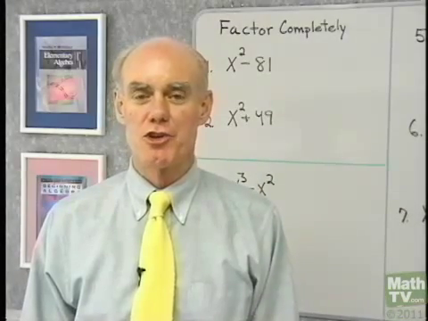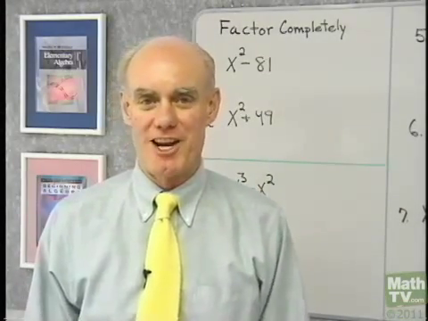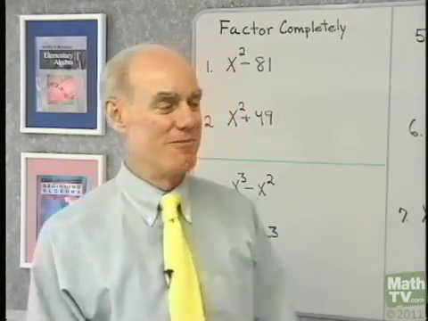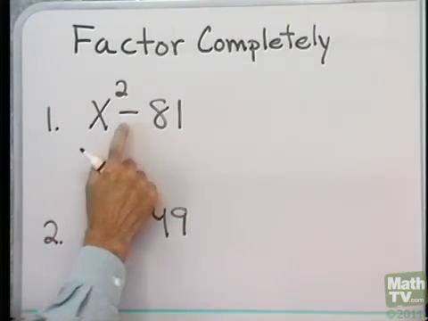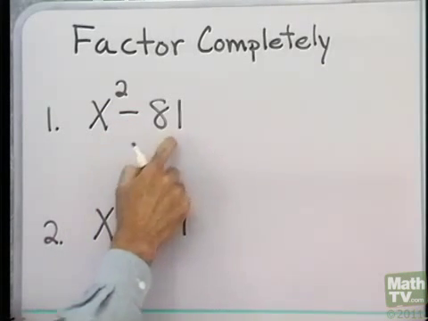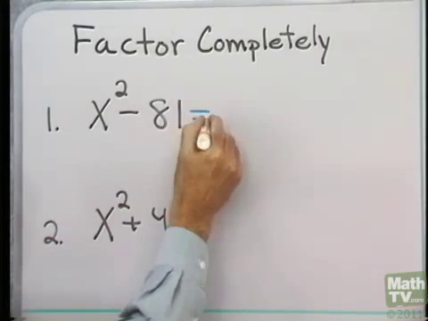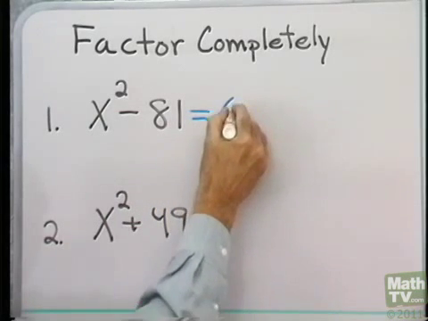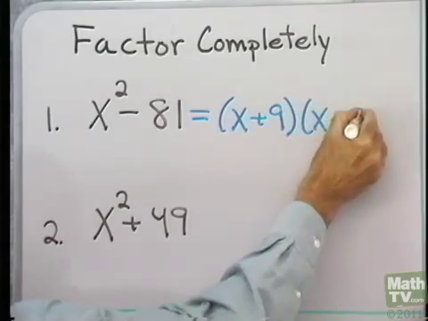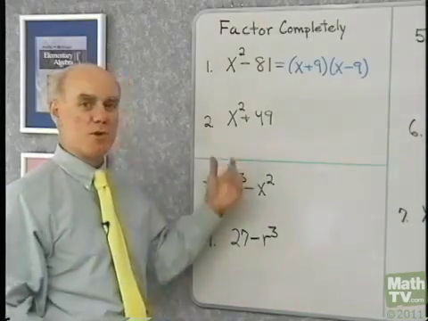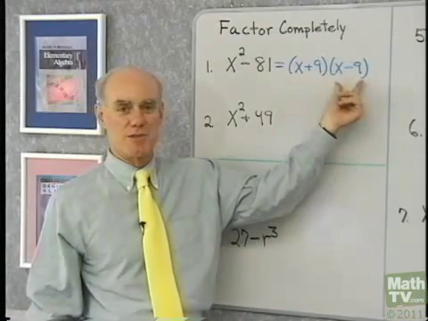In this section, we want to just look at a combination of a lot of different kinds of factoring problems. Here's our first one. I have x squared minus 81. I have two terms. It's the difference of two squares, x squared and 81, which is 9 squared. So I know that's going to factor into the sum, x plus 9, times the difference, x minus 9. So the difference of two squares always factors into the sum times the difference.